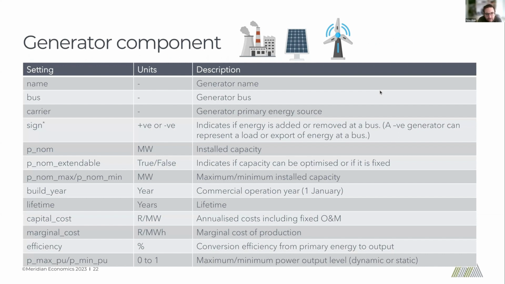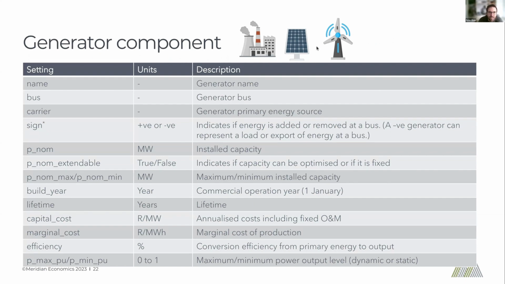So if we start off with what are some of the key components of a generator, essentially you have a generator object and you have to populate it with certain amounts of input data. Some of it is optional and some of it is mandatory. But typically this is kind of what you would use to define a generator. So you have a name, you have the bus that the generator is connected to, you have the carrier.